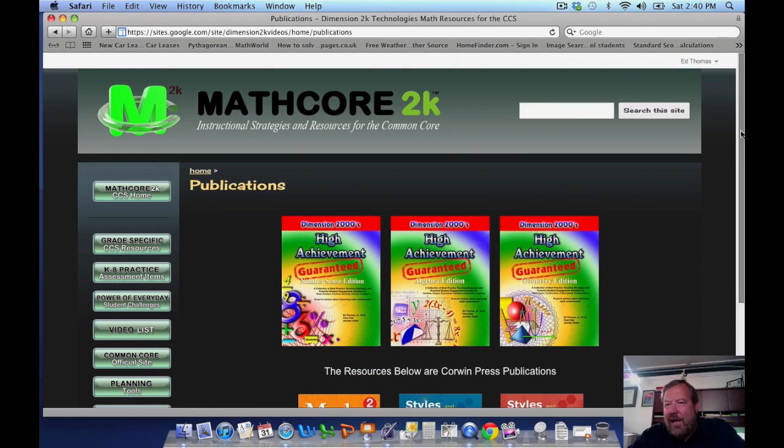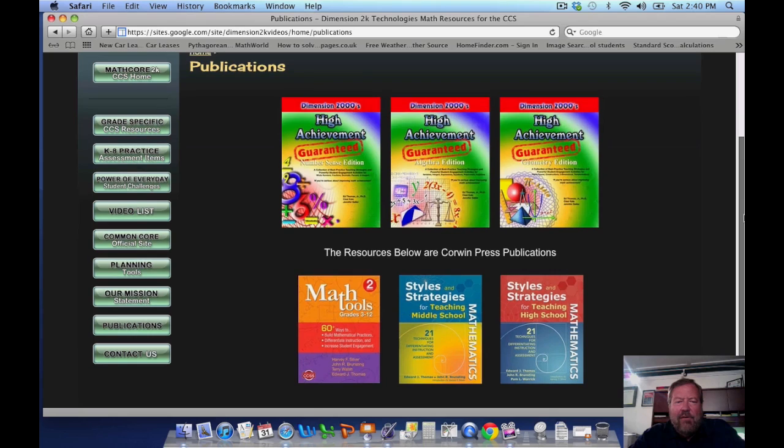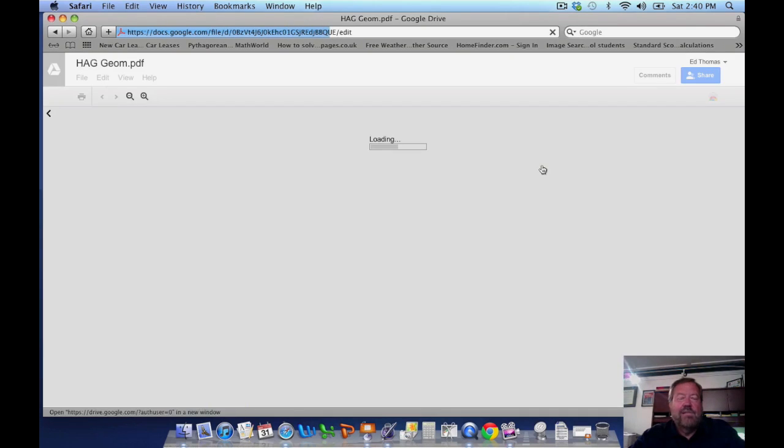It's really neat. We actually have 3 books published by Corwin Press. Math Tools for grades 3 through 12, Styles and Strategies for Teaching Middle School Math, and Styles and Strategies for Teaching High School Math. We also have 3 books that my company, Dimension 2000, published. High Achievement Guaranteed, the Number Sense Edition, an Algebra Edition, and a Geometry Edition. The nice thing about these books is you can click on these, the ones that we published, the High Achievement Guaranteed books, and we actually included the PDF of all 3 books on the website.